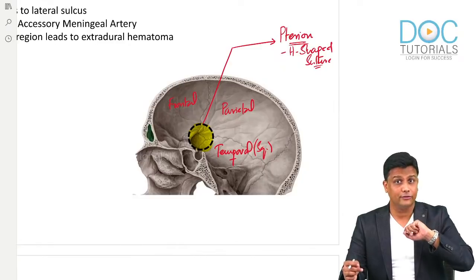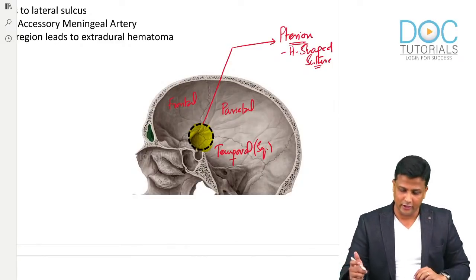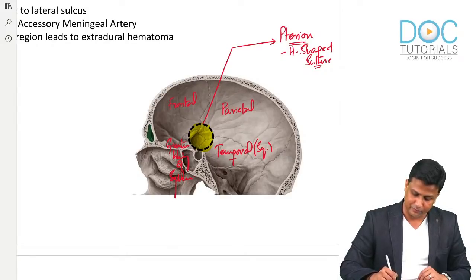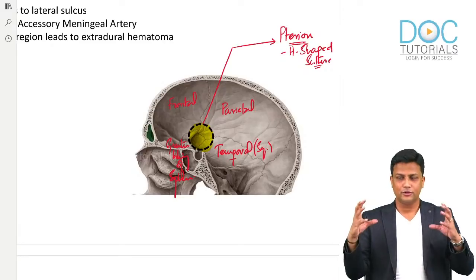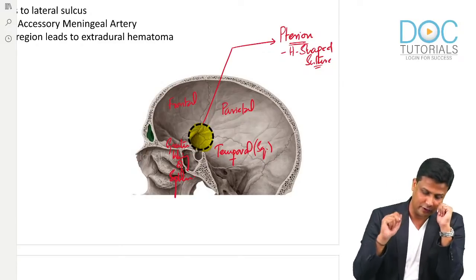But which wing of the sphenoid bone is going to contribute or attach at the Pterion? That is the greater wing. So I'll write it down here as greater wing of sphenoid. Perfect. So what are the 4 bones which are joining at the Pterion? It's the frontal, the parietal, the temporal, that is the squamous part of temporal, and the sphenoid, that is the greater wing of the sphenoid. Perfect.